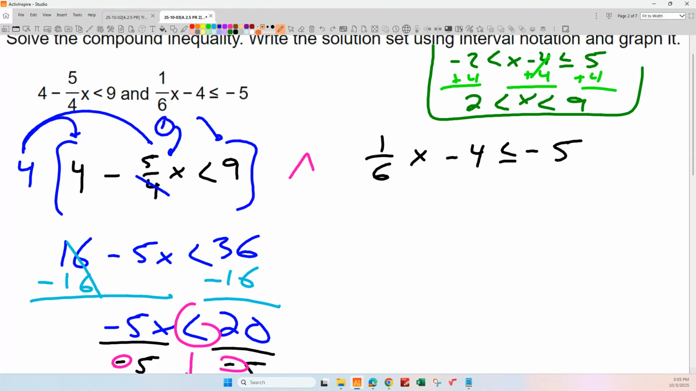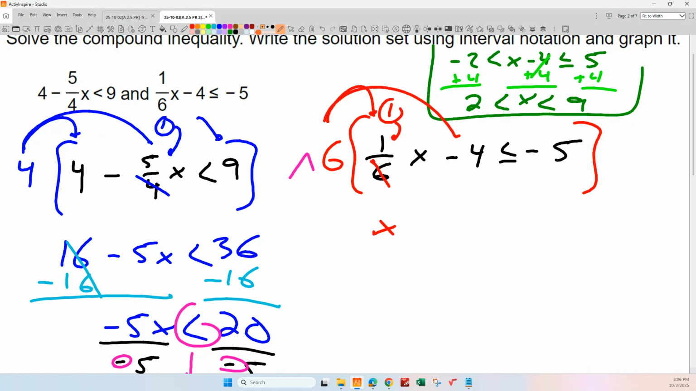Same kind of thing. What would I do here this time? Distribute what? 6, okay. So what do I do when I multiply by the fraction? What do I do first? Divide, good. 6 divided by 6 reduces to 1. Cancel the denominator. 1 gets multiplied by what's left, which is the numerator. 1 times 1 is 1 times x. 1x is just x, right?